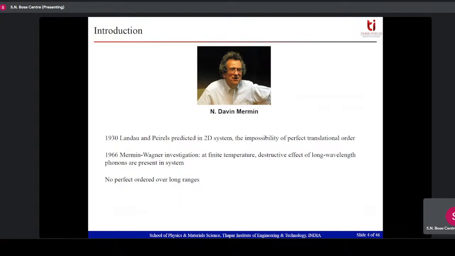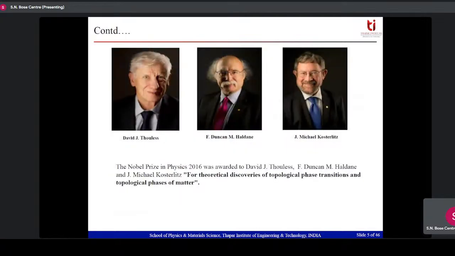So first, we know that in 2 dimensions, there is this impossibility of a perfect translational order. That means as long as you are at any finite temperature, you do not get any perfect translational order in a 2-dimensional lattice. And then Mermin proved that this perfect translational order is basically destroyed by finite temperature phonons, and that's why you do not have any long range order.